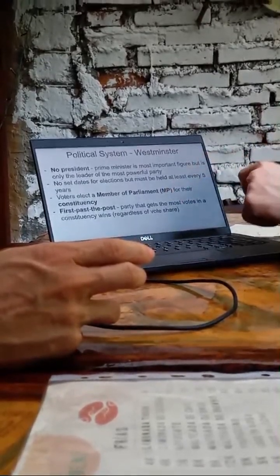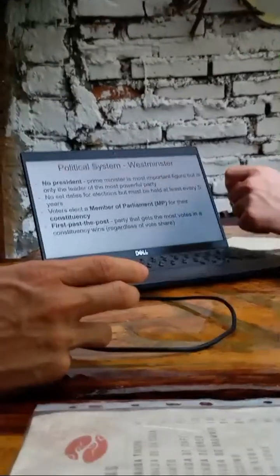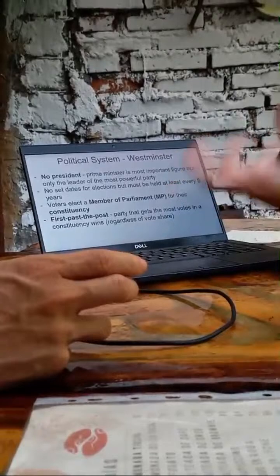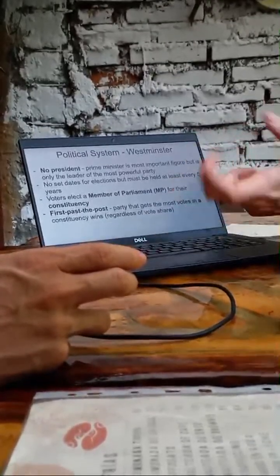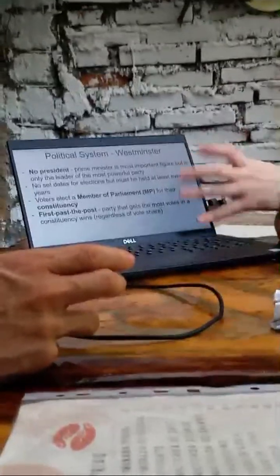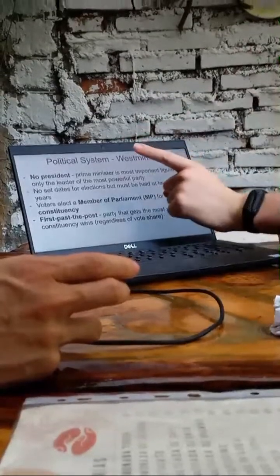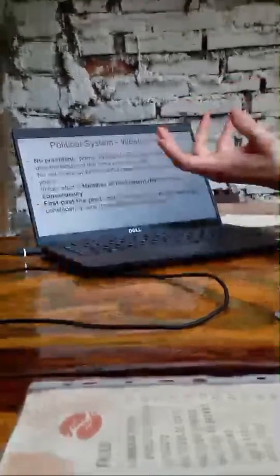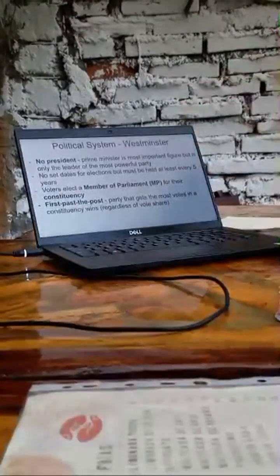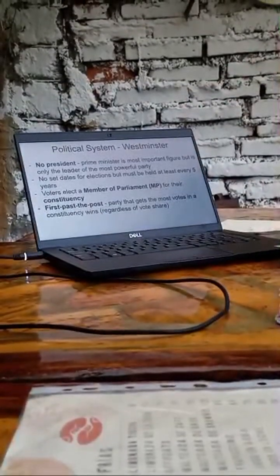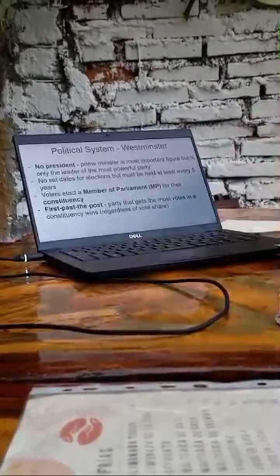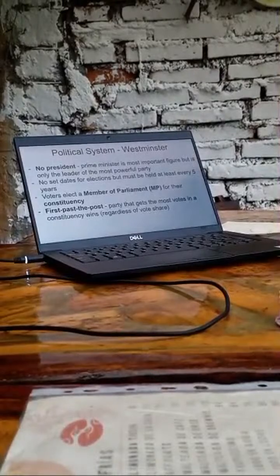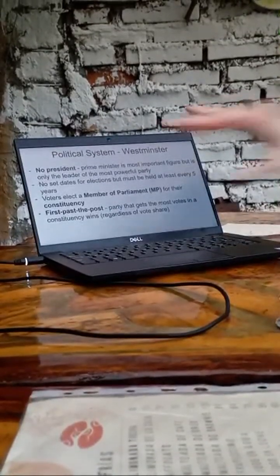I think it's very similar to how in the US, for example, people vote for a person, like a senator, and that senator is a member of a party. The only big difference is that there is no president. So the prime minister is the most important figure, but he is only the leader of the most powerful party. So you don't vote specifically for the prime minister. You vote for the party by voting for a member of a party, and then the leader of that party becomes prime minister. No separate elections.